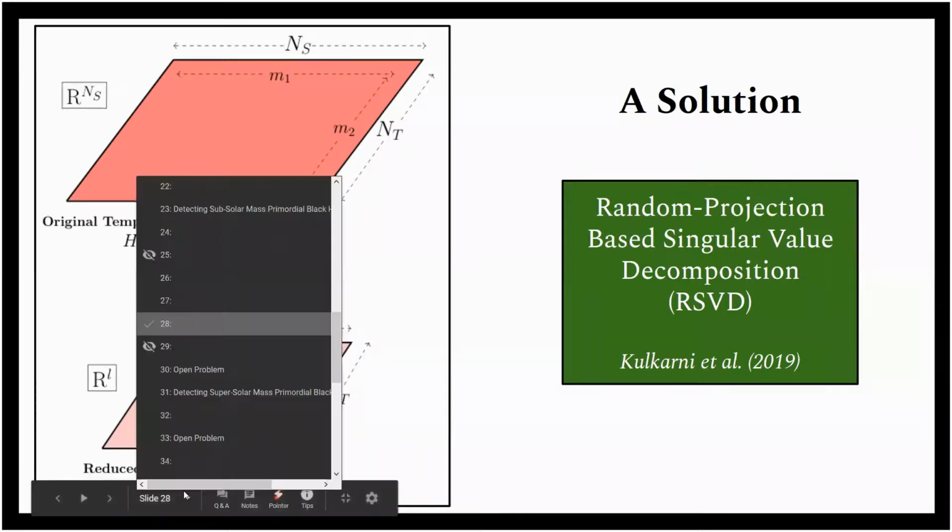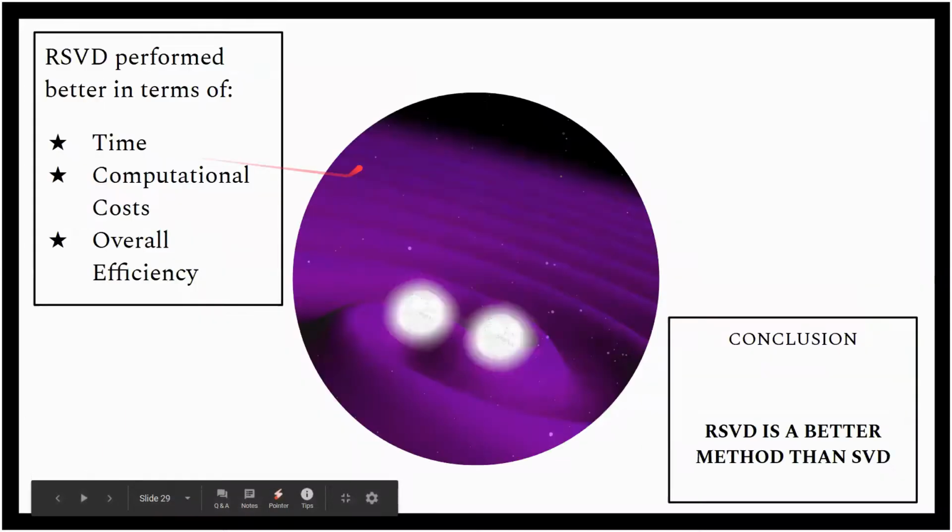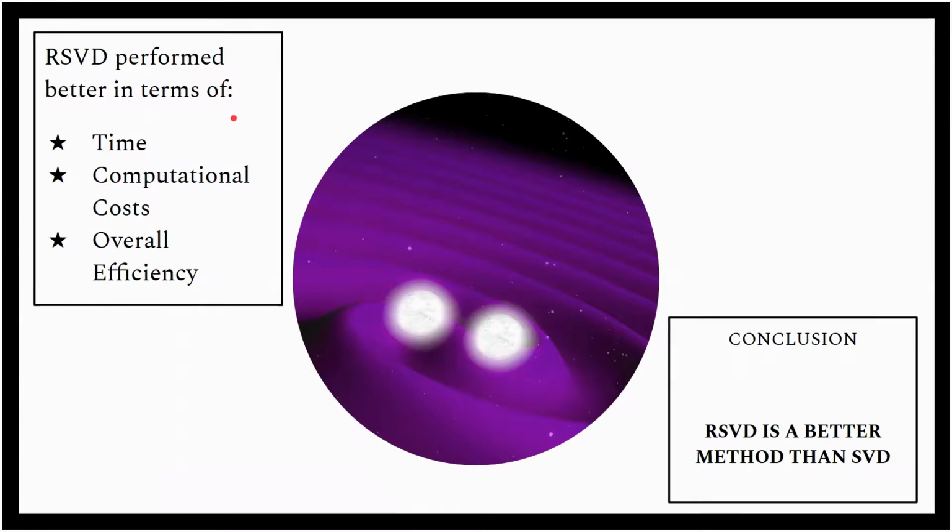So for example, in the next slide, I tested it based on time, computational costs and overall efficiency. And in terms of all of these, RSVD performed much better than SVD. So we do think it's a better method. We do think it's something that can be used.